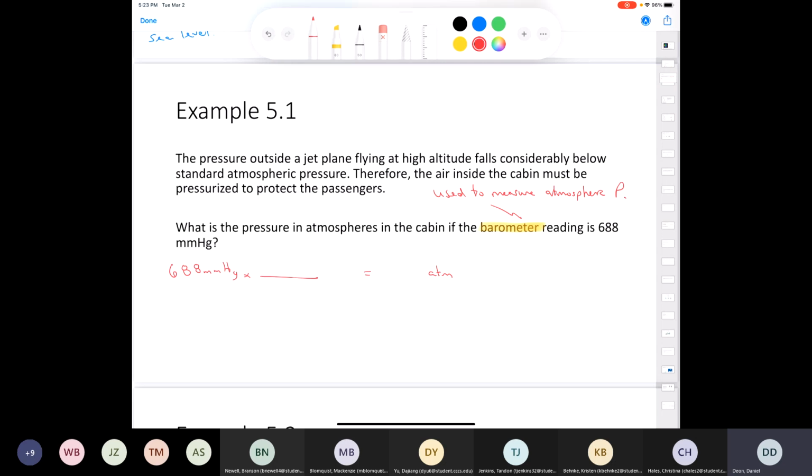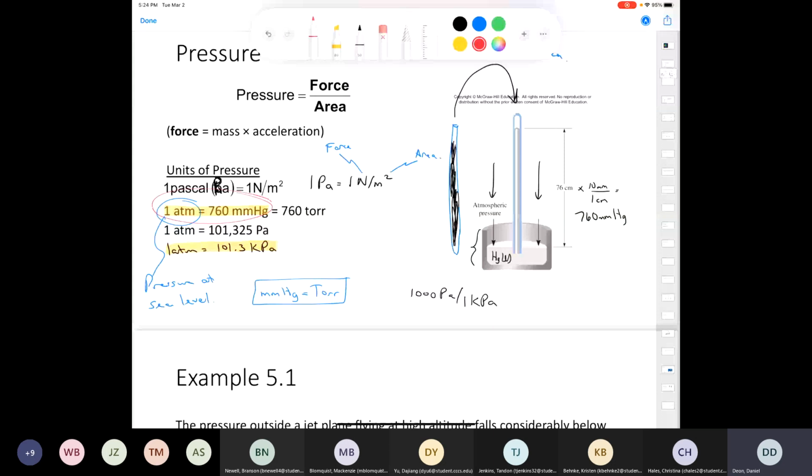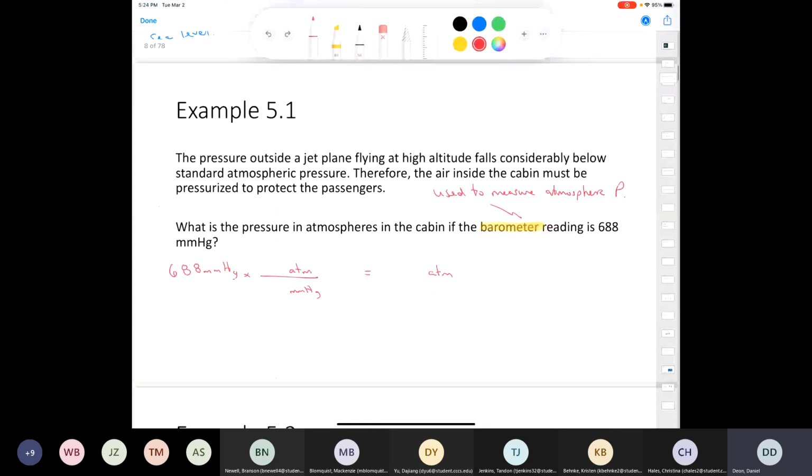So we need some kind of conversion factor that's got millimeters of mercury in the denominator and atmospheres in the numerator. Well, if we look at our last slide, we see that 1 atmosphere is equal to 760 millimeters of mercury. So let's plug those numbers in. 1 atmosphere, 760 millimeters of mercury. Look at this. Millimeters of mercury cancel, and I end up with my answer, and I'm going to double check my math here with the calculator. So I have 688 divided by 760, and you should have 3 significant figures, and you should get 0.905 atmospheres. Okay, atmospheres. There we go.